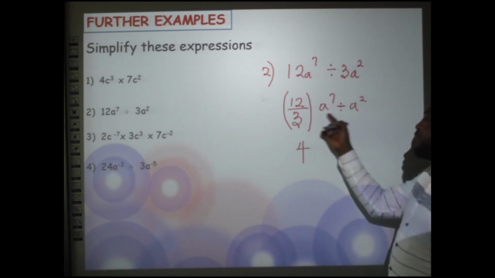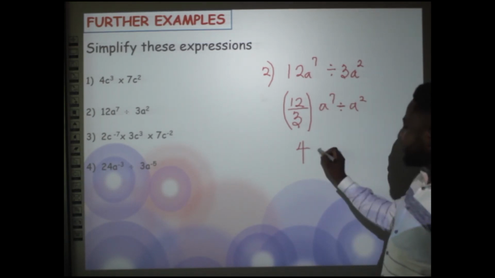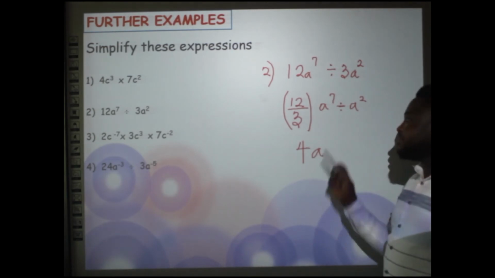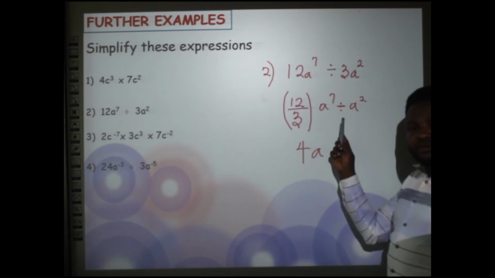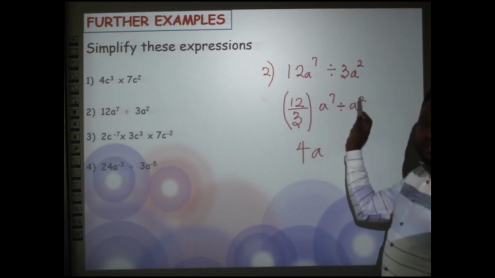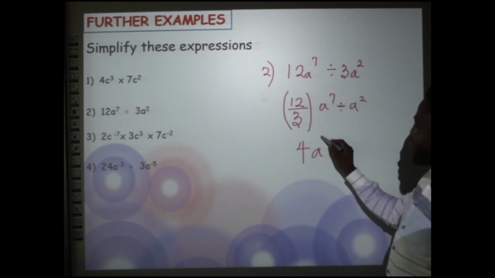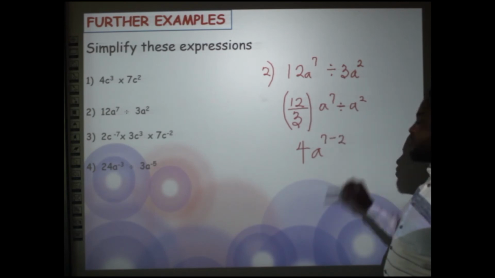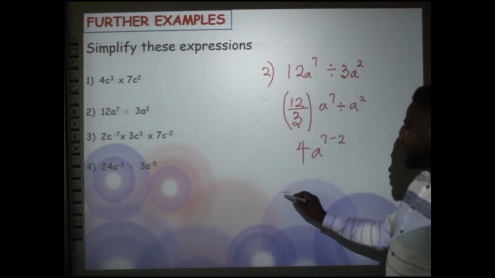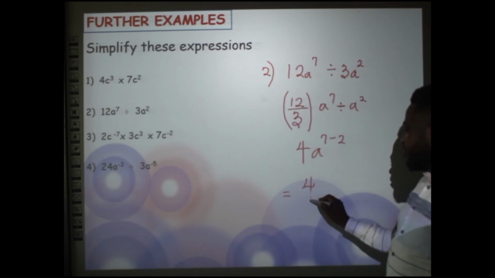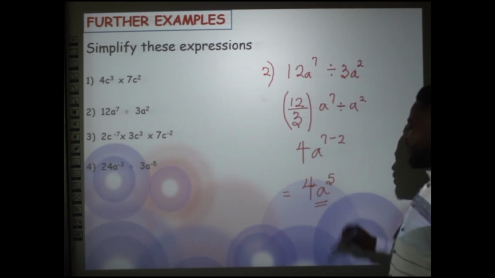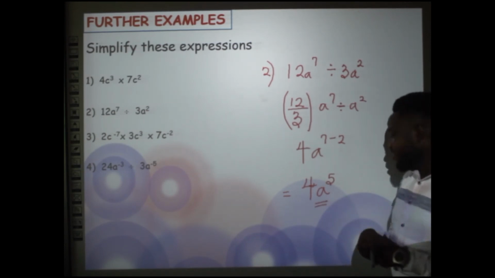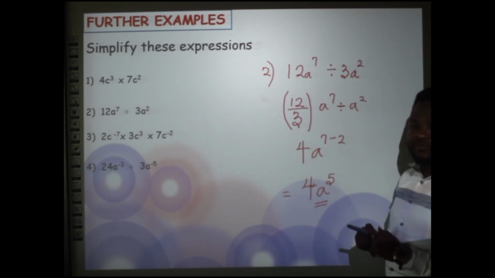Now we have the same base. We pick one of the base. The operation here is division, and the law states for the division law you have to what? Subtract the exponent. So this will give us 7 minus 2. So the final answer here will give us 4a raised to the power, what is 7 minus 2? That will give you 5. Final answer here is 4a raised to the power of 5.